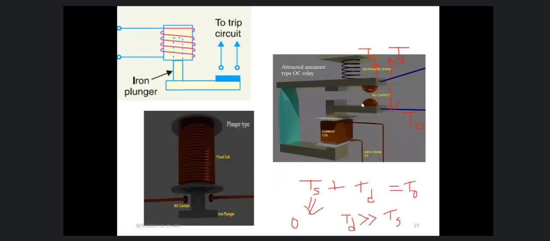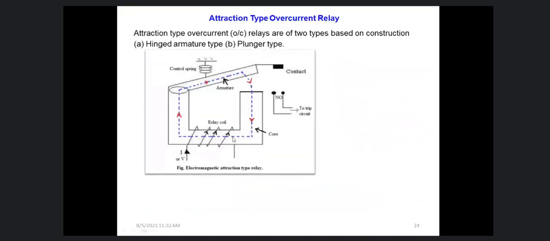Say for the same relay, we want to get different pickup current. Relay is the same, but we can change this coil. But one relay is fixed. You have bought that one. You cannot change the number of turns there. What you can do? You can use a plug. That means here there will be different tappings of current that you can send here, right?